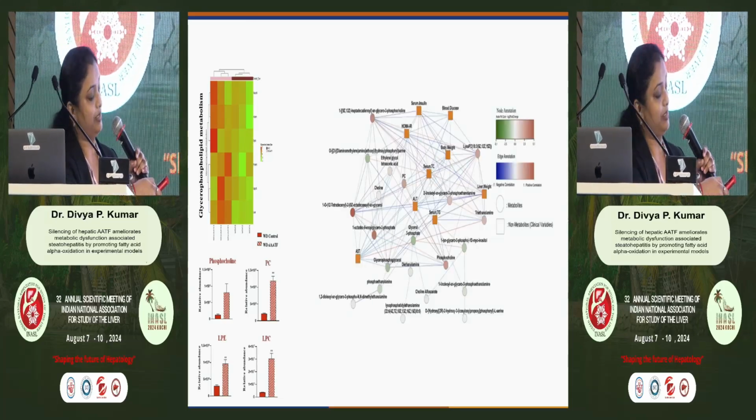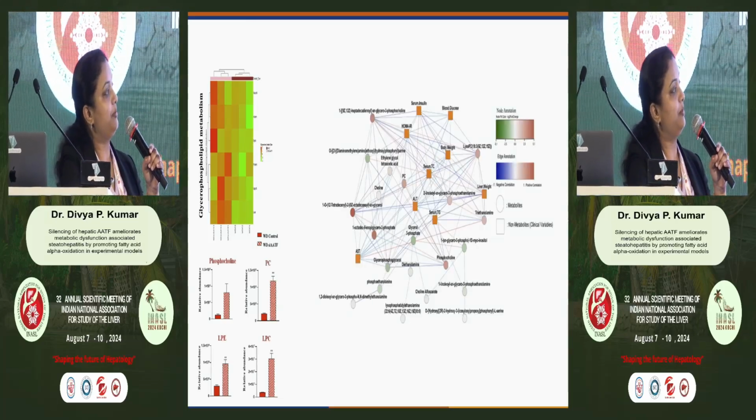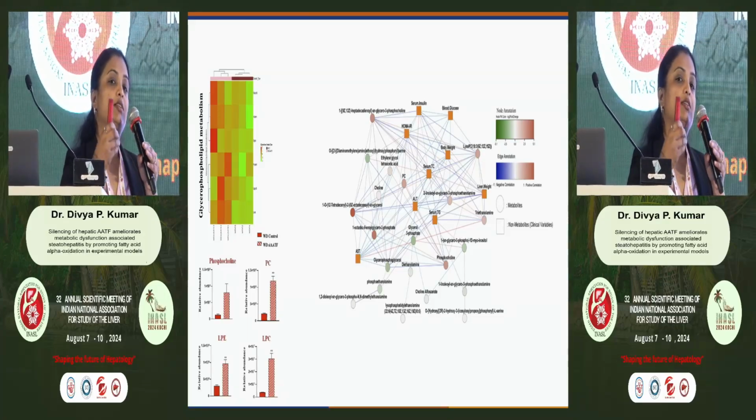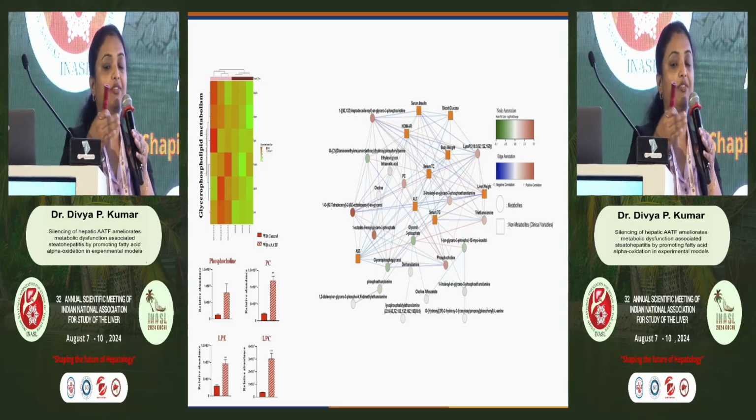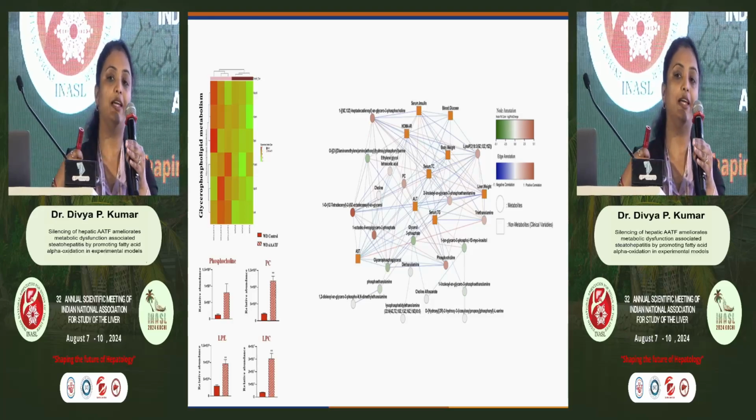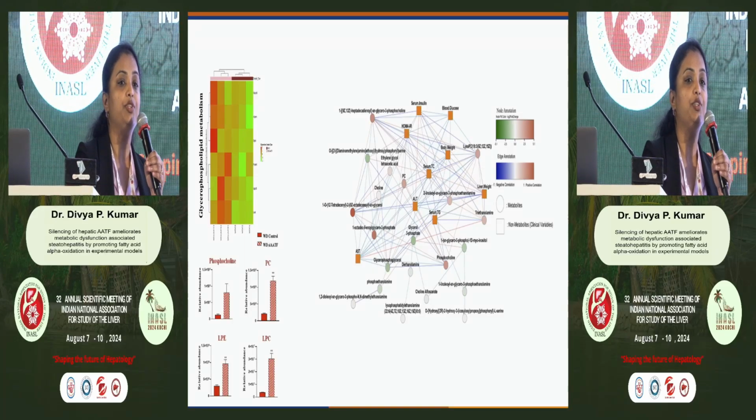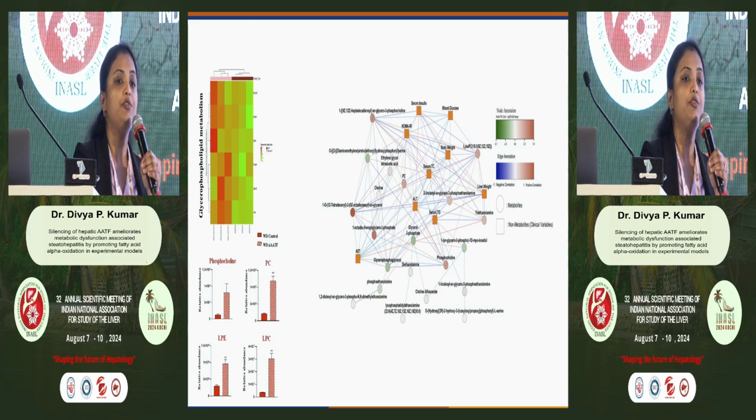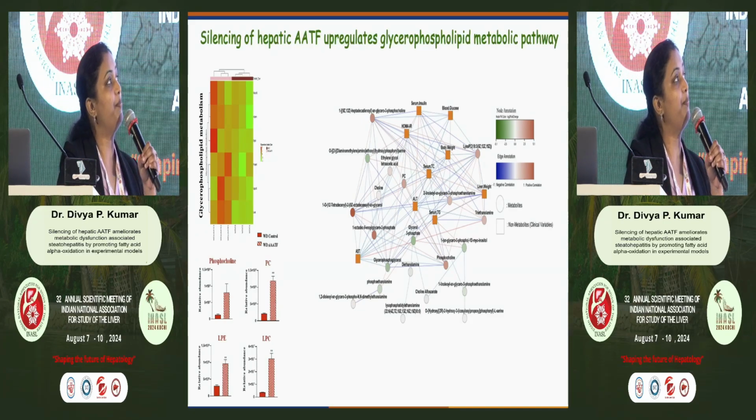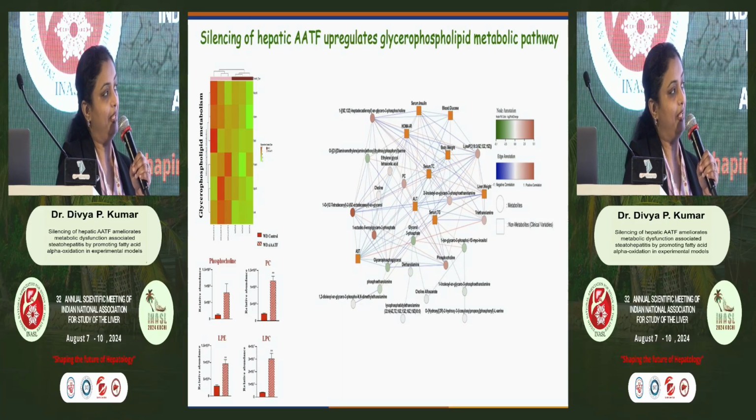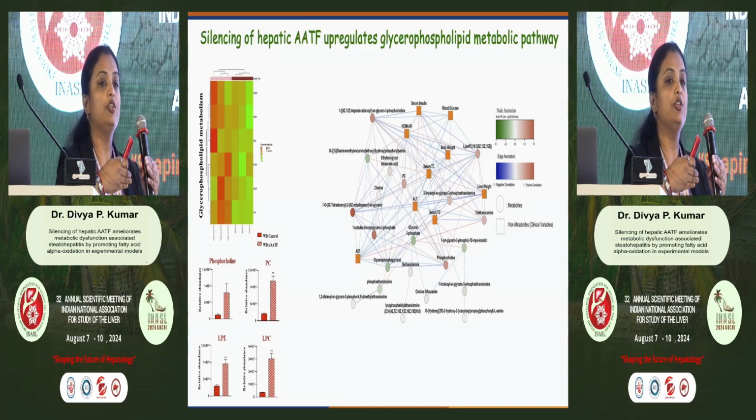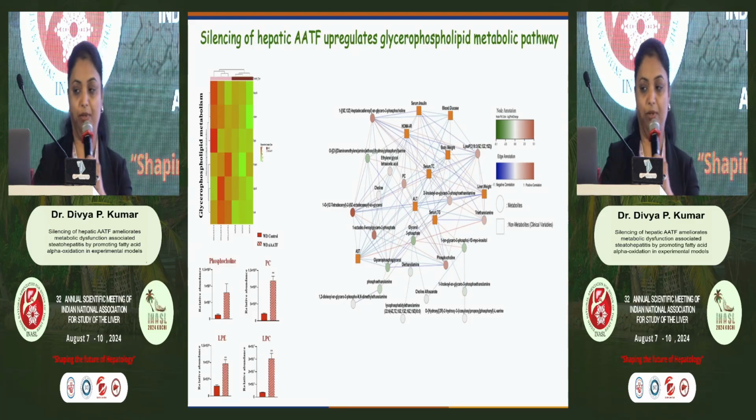We also validated certain glycerophospholipid metabolites using the metabolomics data. The interesting data here is that there is software called MetaboAnalyst where we can input all the clinical variables and see whether there is a positive or negative correlation and how it is related to glycerophospholipid metabolism. The data was very evident and positive, showing that silencing of hepatic AATF upregulated the glycerophospholipid metabolic pathway. This is a parameter where we correlate the clinical variables and relate them to glycerophospholipid metabolism.